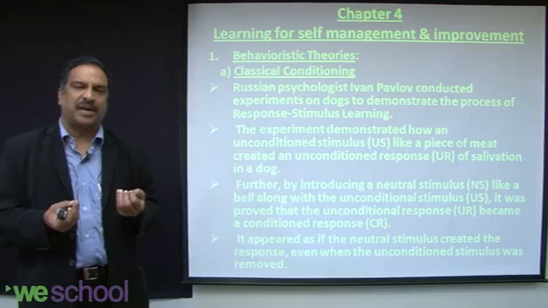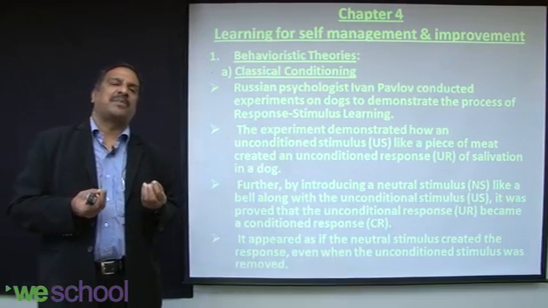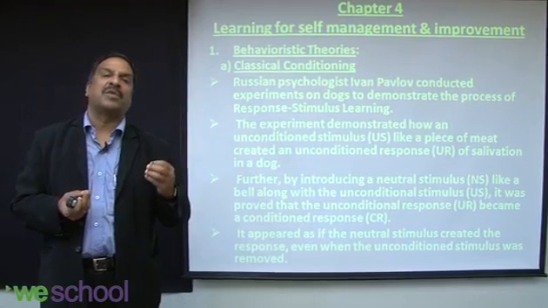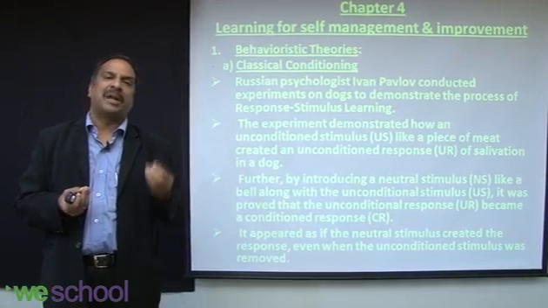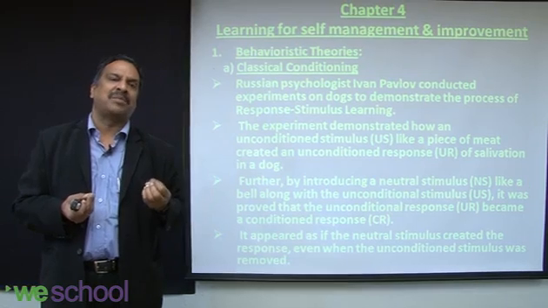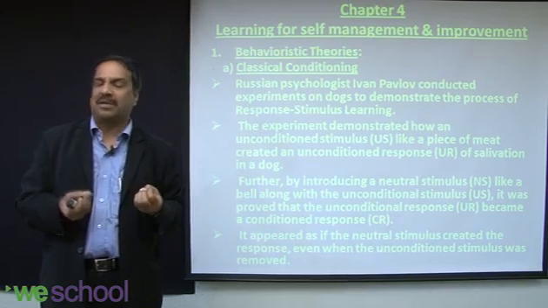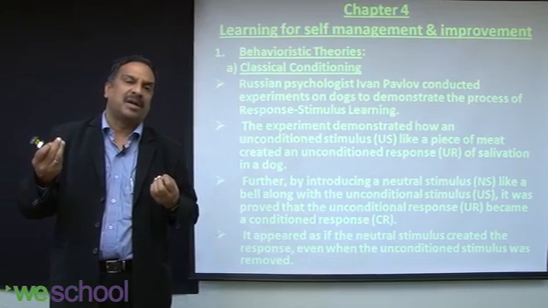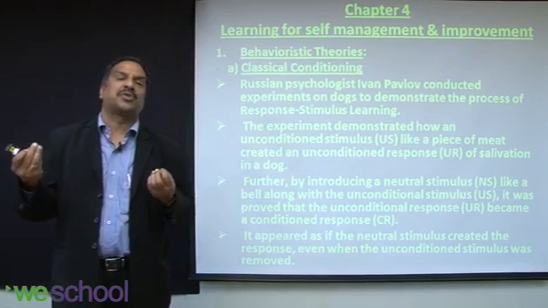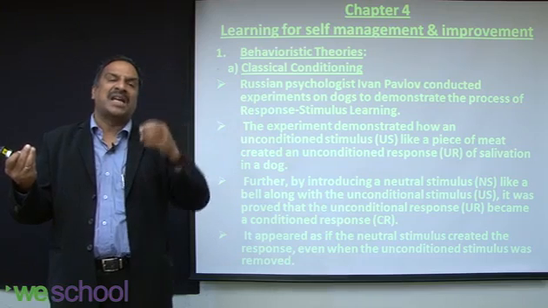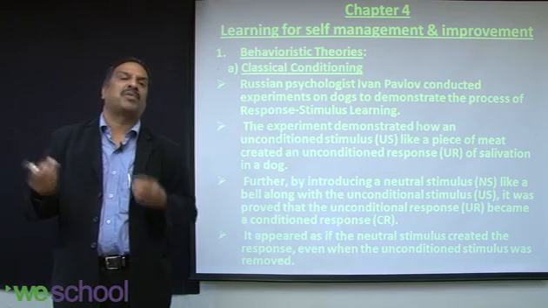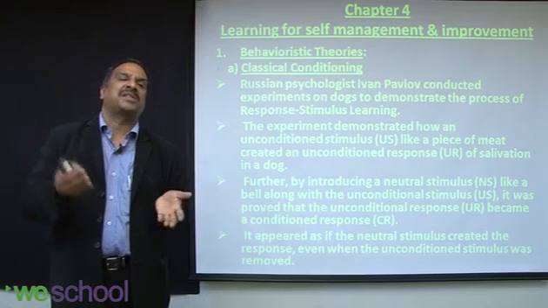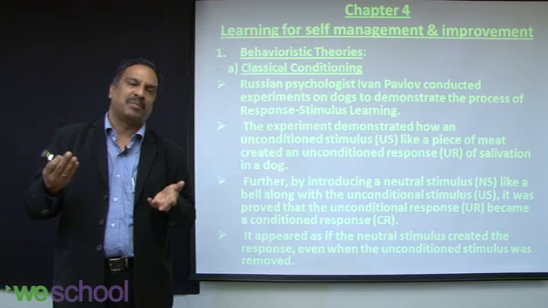Explaining it further, friends, in the second stage of the experiment, the meat was kept, and along with the meat, a bell was rung. The meat and the bell were at the same time. And the dog started salivating. This continued for some time. After some time, the dog associated the bell and the meat as one system. By the process of association, the meat and the bell were perceived as one system by the dog.